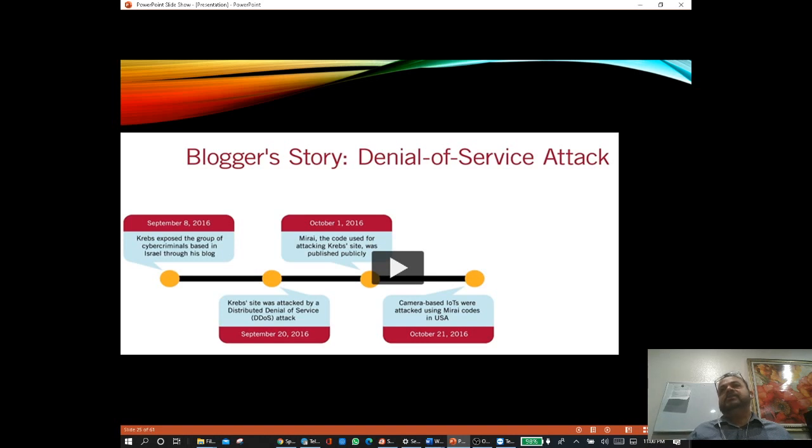And this kind of event drew a lot of attention towards this blogger, who was working as a whistleblower, and his business was restored later on. Eventually, he was able to restore his business. But basically, camera-based IoT devices were being used to decipher the codes.